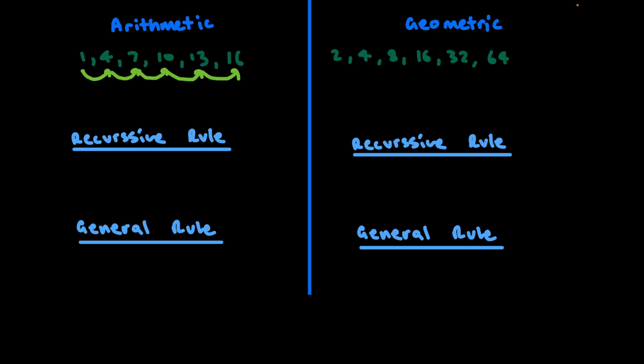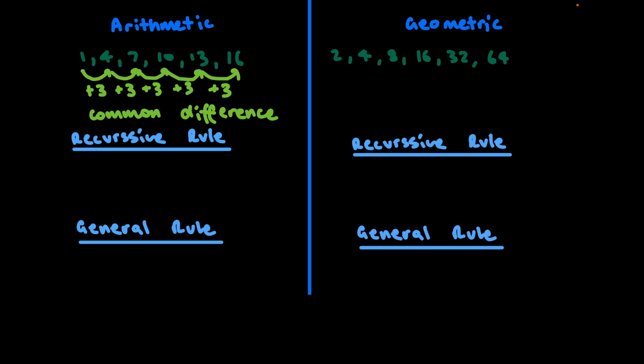To go from 1 to 4, we simply add 3. To go from 4 to 7, again, we add 3. To go from 7 to 10, we add 3. So in arithmetic sequences, we have what is known as a common difference between each of the terms. Each of the terms will have a difference with a common amount. In this case, it's a positive 3.